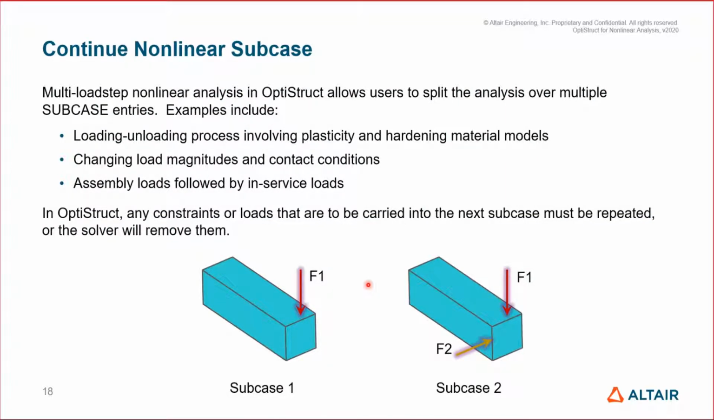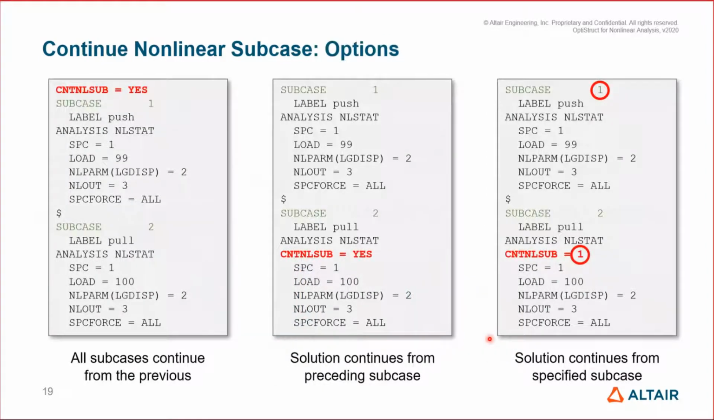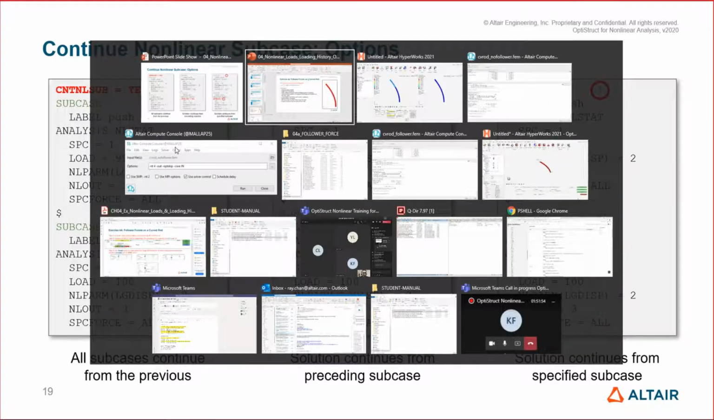Now here's just an example. In the first step, we have the force pushing down, and then in the second step, we have a force in the lateral direction. If you want to do this and they are nonlinear, you can use continuous nonlinear sub. When you define that, you can define it a few ways, especially if you are editing the text file or the input deck. But if not, then you just set it up in HyperWorks here.